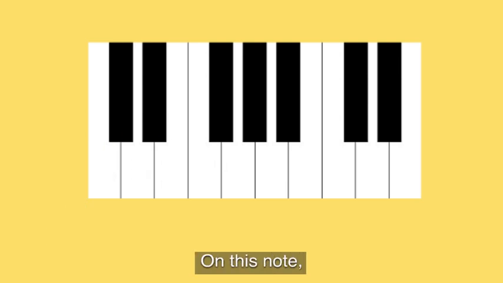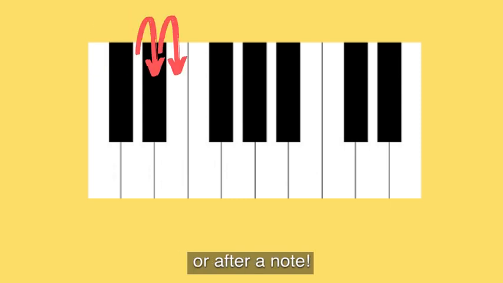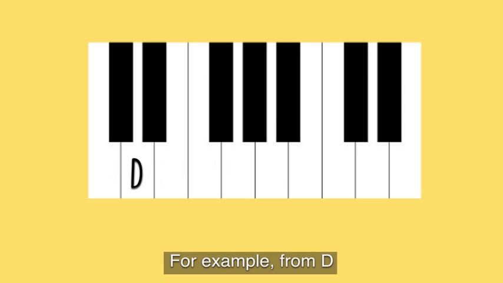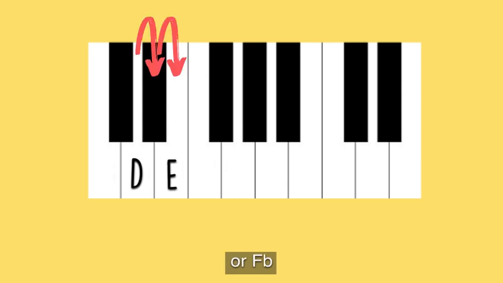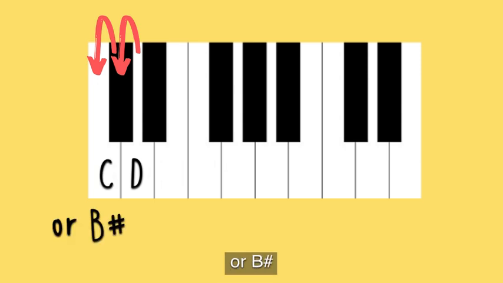On this note, a tone is essentially two steps before or after a note. For example, from D, a tone above would give you E or F flat, while a tone below it would give you C or B sharp.